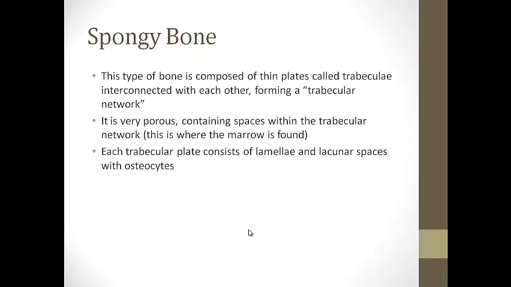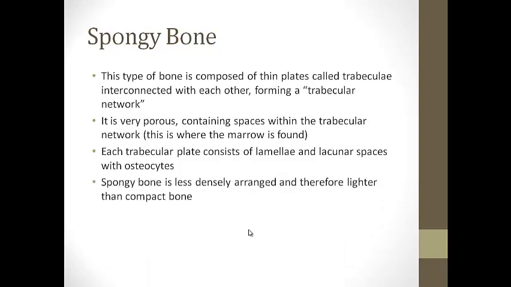Each trabecular plate consists of lamellae and lacunar spaces with osteocytes. So the trabecular plate is basically where you have the bone cells and the surrounding matrix. They form a plate. And because each plate is just connected to the next one, and not packed together like in compact bone, you end up having spaces between each plate and the next one. Within that space, you're going to find the bone marrow. Spongy bone is generally less densely arranged and therefore lighter than compact bone.